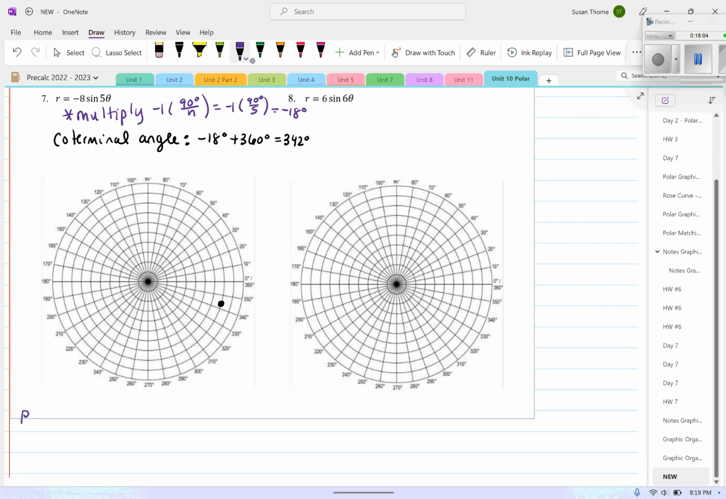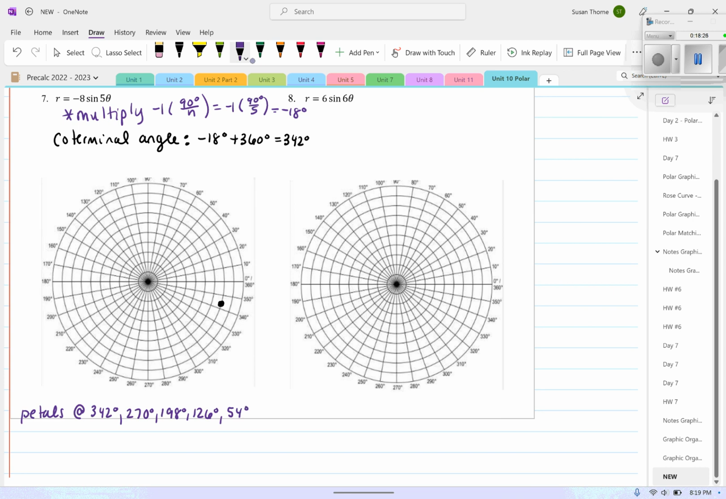So petals are at 342 degrees. So if I subtract 72 from that, I get 270 degrees. The next one would be at 198 degrees. The next one is 126 degrees. And the last one would be at 54 degrees.